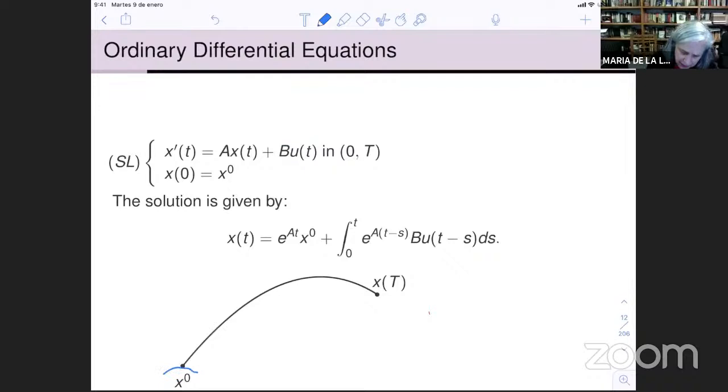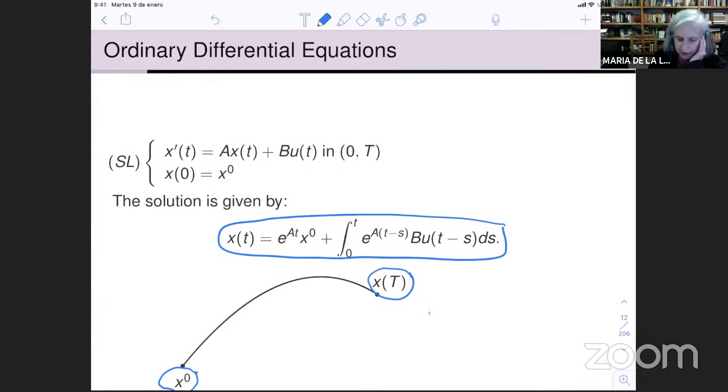So if I have an initial datum x dot, I reach a state at capital T, and you can use the variations of constants formula to obtain the solution at time small t. So you have these exponentials, matrix exponentials, okay? And you have this other term where B and the control appears, okay?